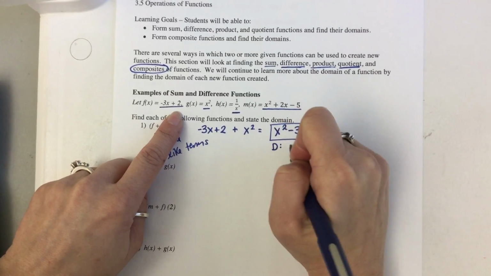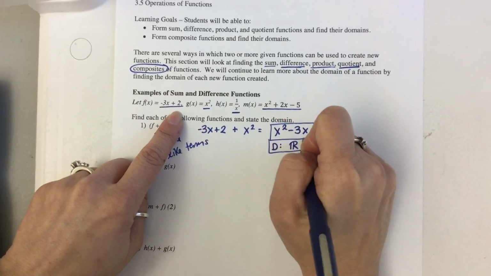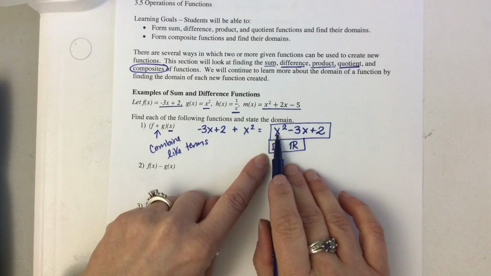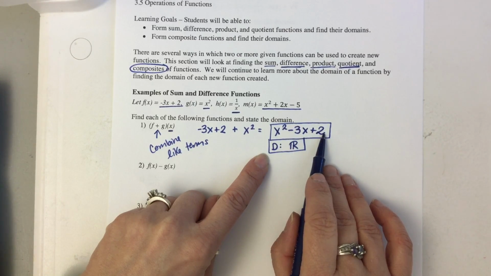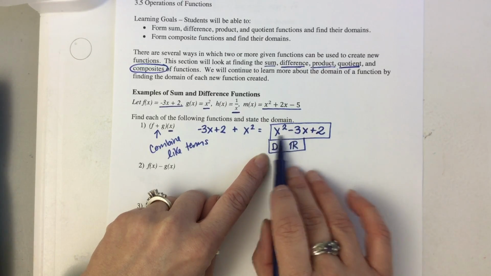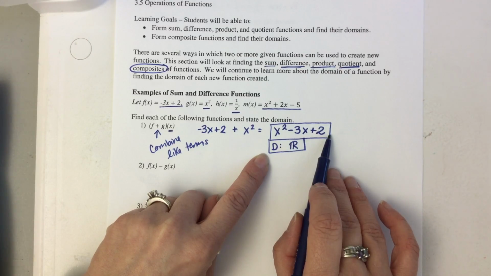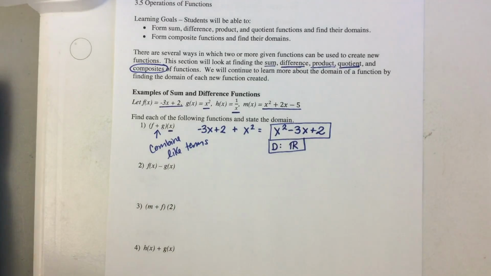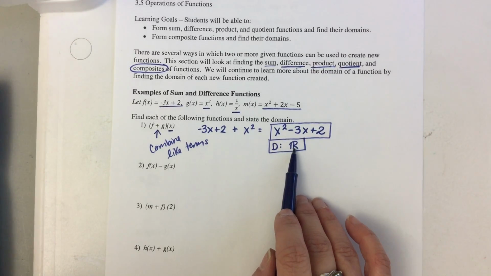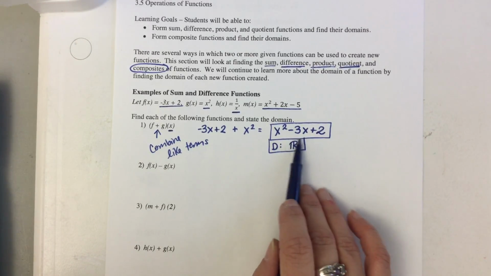Your domain, in this case, is all real numbers. Because, do I have a fraction? No, so I don't have to worry about dividing by a 0. Do I have square roots? No, so I don't have to worry about a negative underneath. So that means x can be any value. This is that symbol for all reals.